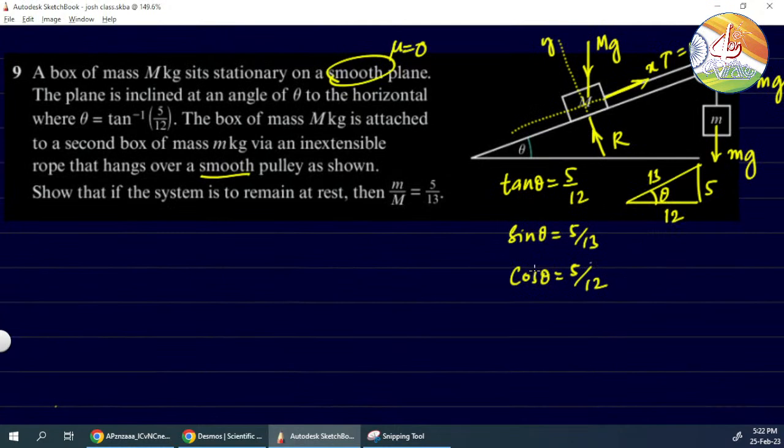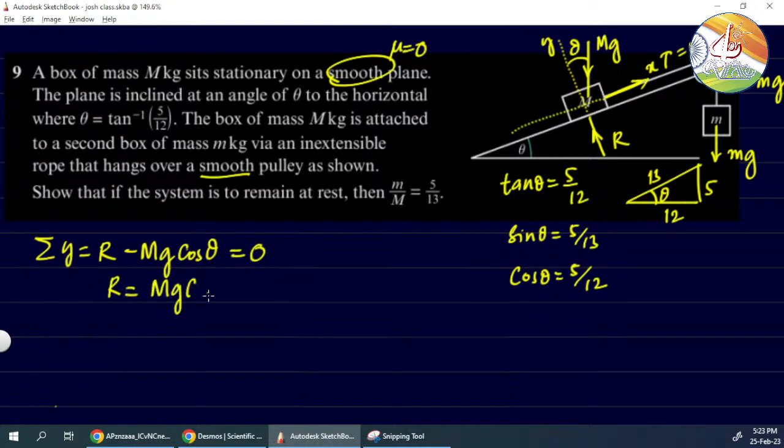Now start solving. Again sigma y. R is acting upwards, and this angle here will be the same as theta, so capital Mg cos theta is acting in the negative y direction, downwards. The x forces will not have any component in the y direction, so this total should be 0. So R is equal to capital Mg cos theta. Cos theta is how much? Let's take 5 by 12. So R is equal to Mg into 5 by 12.